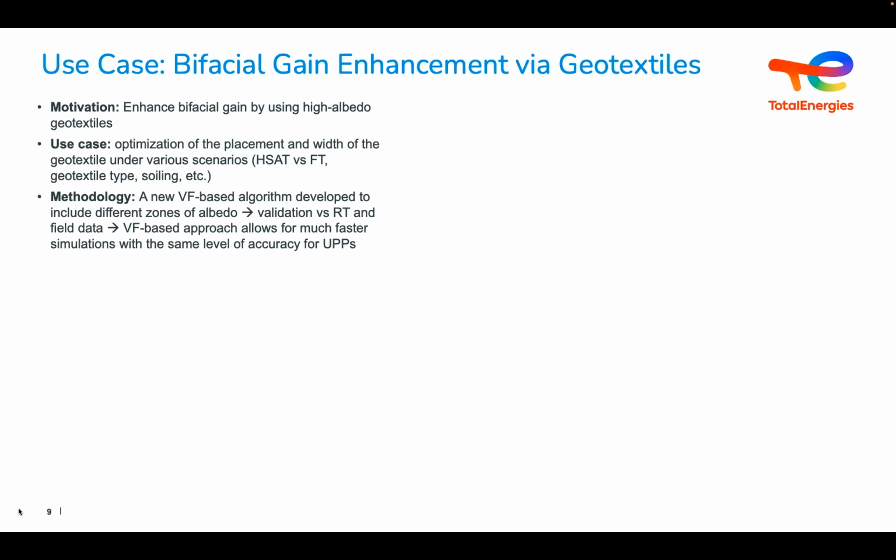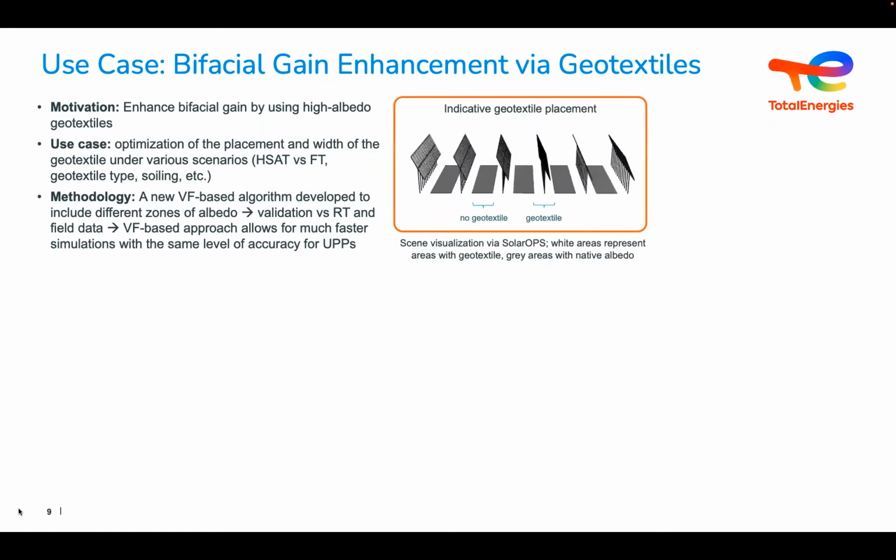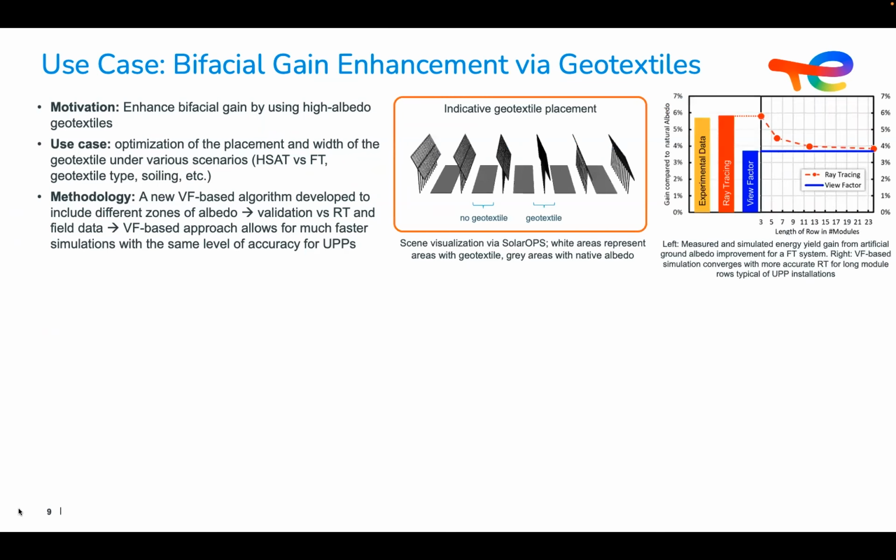The methodology here actually utilizes both ray tracing and view factor, but we are focusing on the view factor, which is much faster and can enable this kind of large-scale optimization studies. So what we are doing, we are starting with the ray tracing simulations, which are supposed to be more accurate, and we can place the areas of different albedo with geotextile and no geotextile. And then we make a comparison versus experimental data that we have. And we see that if we increase the number of modules, then gradually the ray tracing and the view factor start to have the same values, they converge.